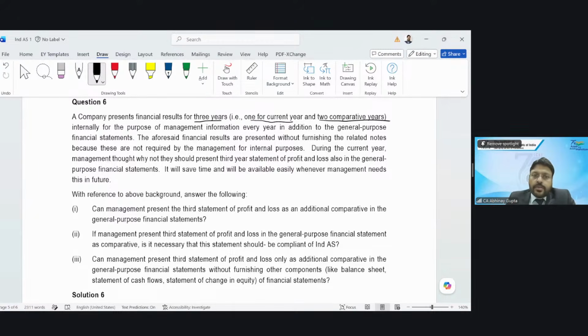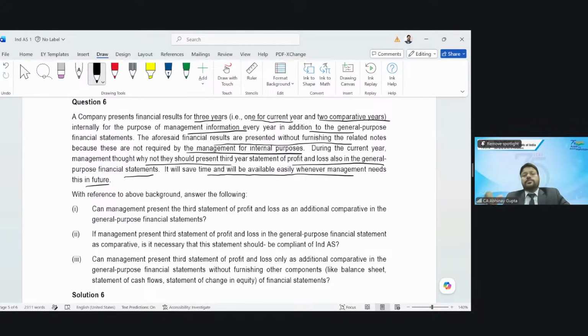Now, the company presents financial results for 3 years, that is one for the current year and two comparative years, internally for the purpose of management information every year in addition to the general purpose financial statements. The aforesaid financial results are presented without furnishing the related notes because these are not required to be maintained for internal purposes. During the current year, management thought, why not present the third statement of profit and loss also in the general purpose financial statements. It will save time and will be available easily whenever the management needs them in future, right?